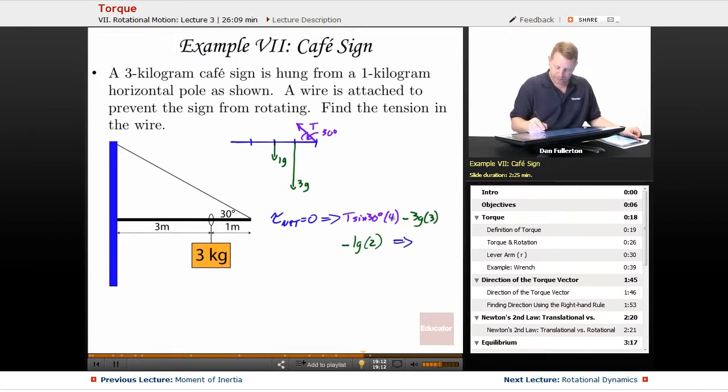Putting those together, sine 30 is 1/2, so that'll be 2T. So we have 2T minus 9g minus 2g. So T is going to be equal to 11g over 4 sine 30, or 2, which is going to be 54 newtons.